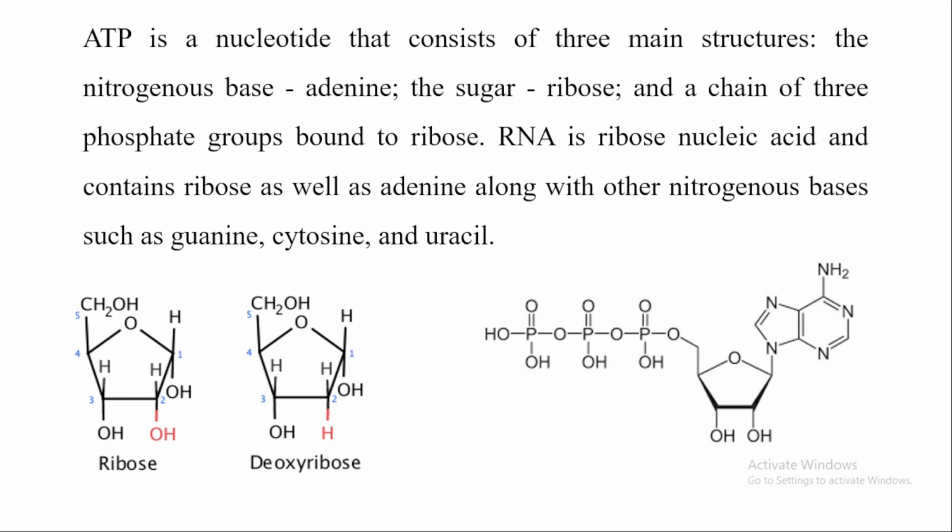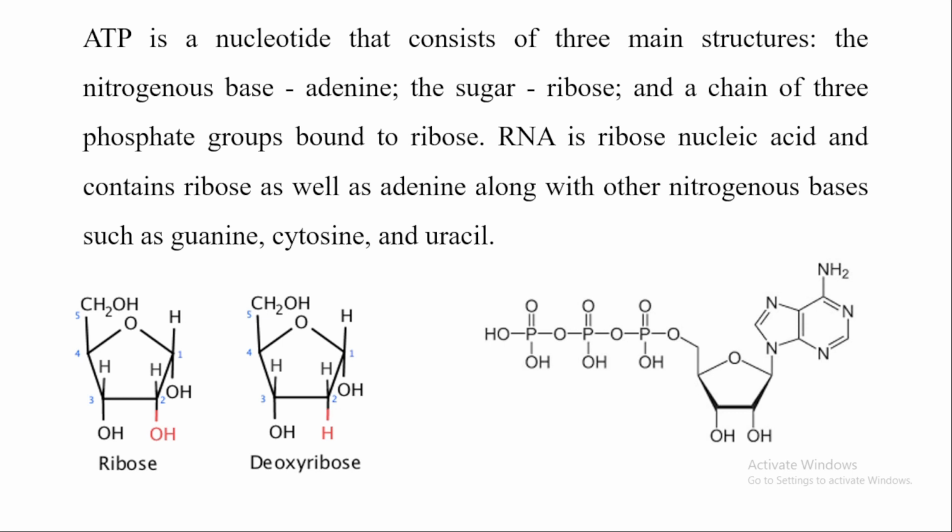Okay, adenosine triphosphate. The difference between adenine and adenosine is that when the adenine nitrogenous base is connected to the sugar, it is called adenosine. Triphosphate means you can see 3 phosphate molecules are connected. Okay, so that is adenosine triphosphate.